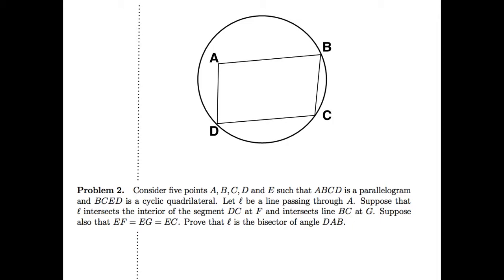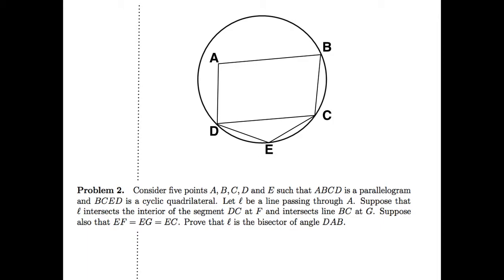So for now, draw a cyclic quadrilateral. Find a point on the circumference of the circle, any point on any arc of the circle. Find point E and draw BCED. This way, you have created a parallelogram and a cyclic quadrilateral in a single image. Now suppose that L intersects the interior of the segment DC at F. L is a line passing through A, so it passes through A and meets the segment DC. As the question says it's a segment, the image satisfies the problem, because DC is a segment of the circle.